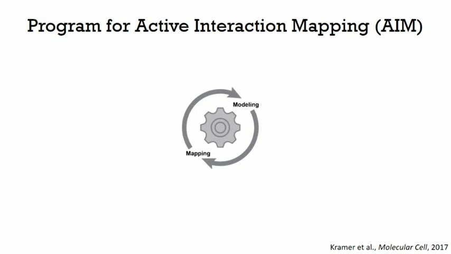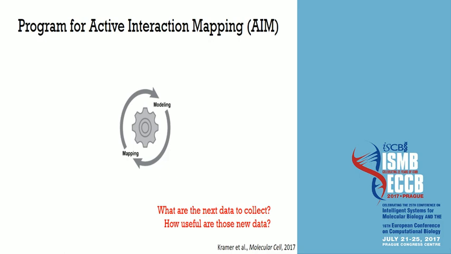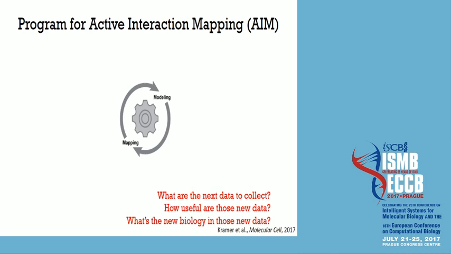which any researcher interested in a particular cellular process can use to answer three key questions. First, what are the next data that I should collect to understand this process better? Second, how useful are those new data once I've collected them? And third, what is the new biology that actually came out of those new data?